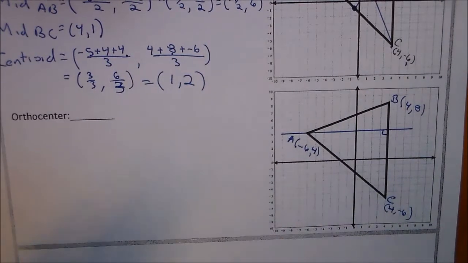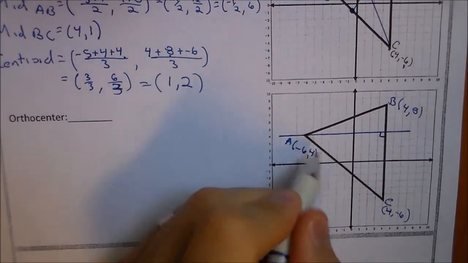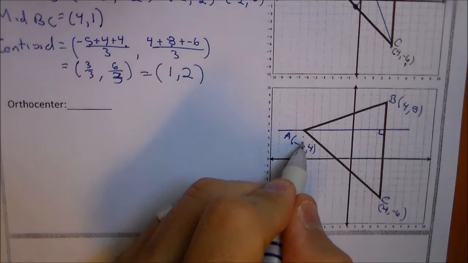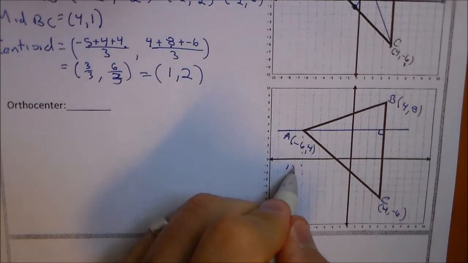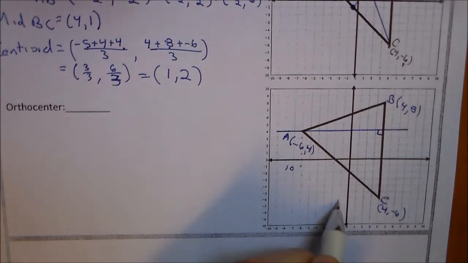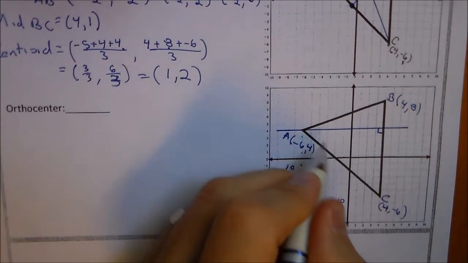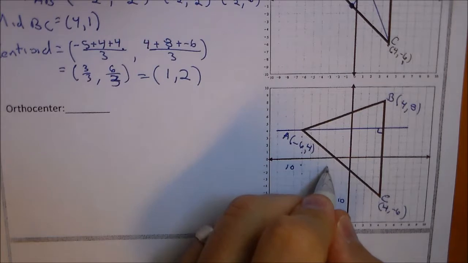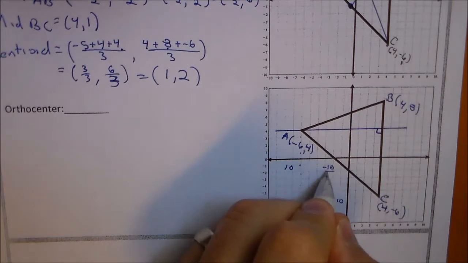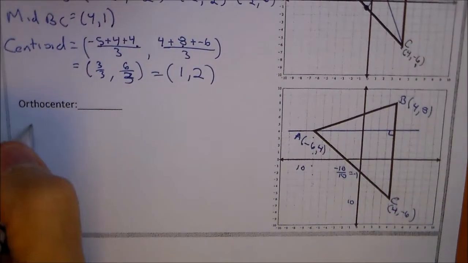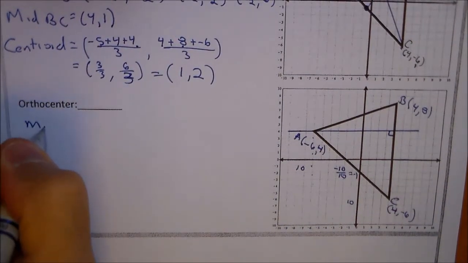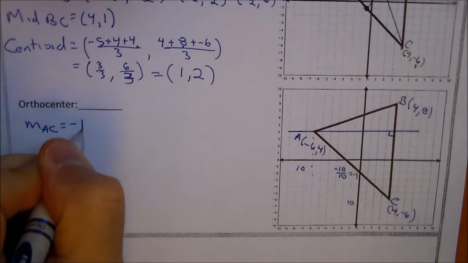So for the next one, let's look at between these 2 points. So from A to C, I go down, looks like I go down 10 units, and I go over 10 units. So that is actually going to have a slope of negative 10 over 10, or negative 1. So the slope from A to C, we're saying it's negative 1.